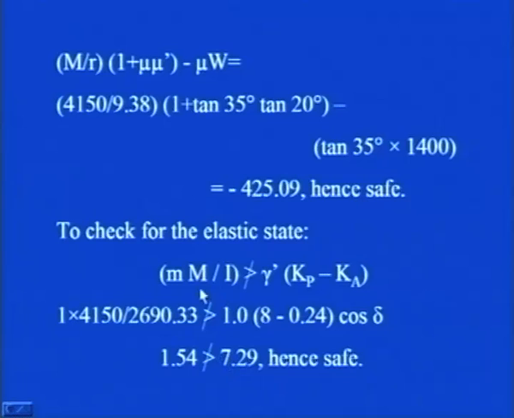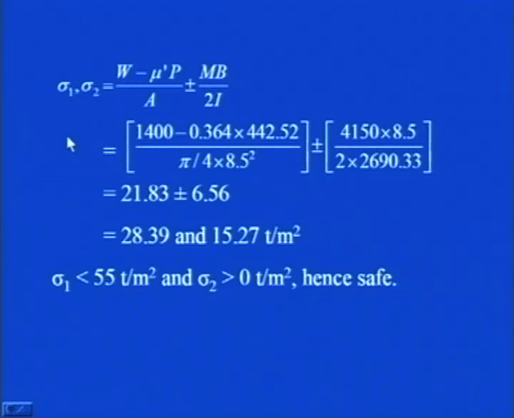So, we can see that the numerical values in this particular problem are satisfying this condition, that is, 1.54 is not more than 7.29, and therefore you can say that this condition is also satisfied, so it is safe. Then, when the conditions are satisfied, we have to see the maximum and minimum base pressure. As I told you, the maximum base pressure should be less than the allowable bearing pressure and the minimum one should not be tensile. So here I use this particular expression to find the maximum and minimum base pressures, where the maximum one is σ1 and the minimum one is σ2.